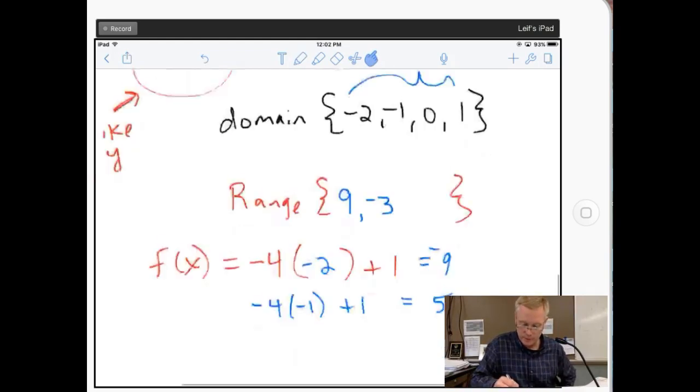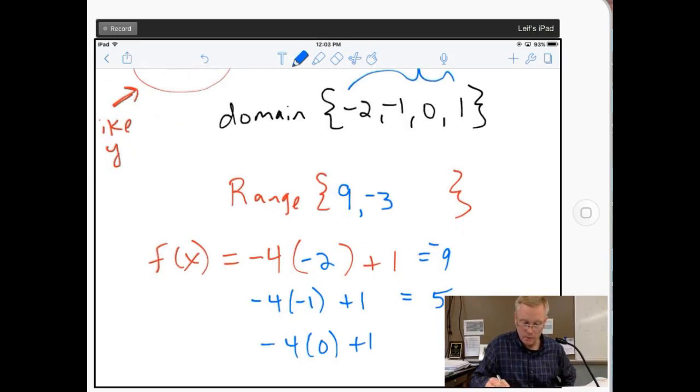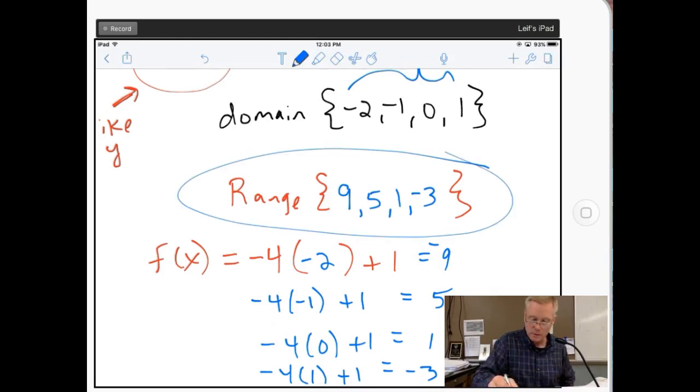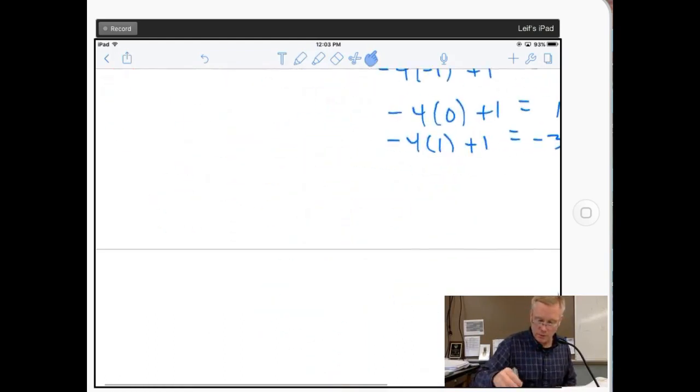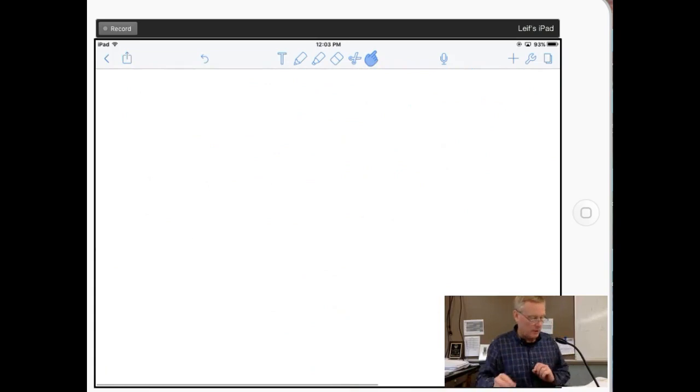If I take the 0 and plug it in, I won't mess this one up, that's 1. And last but not least, if I plug in the 1, I get -3. Okay? So those would be the range. Let me put them in the parentheses over here: 9, 5, 1, and -3. And that's the answer. So there's a new one for you. You will probably see one of those on your test. Make sure you have it written down.